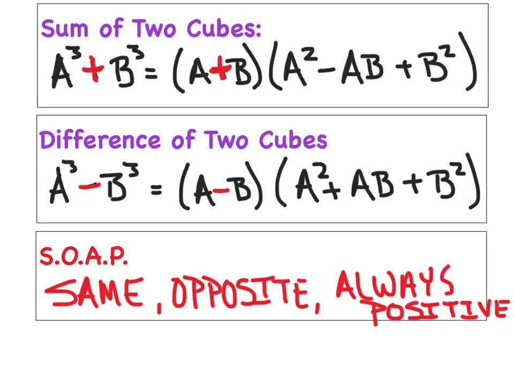Now the next sign is going to be the opposite of the one you just did. So again, if you had a plus here, the opposite is going to be a minus. Or if you had a minus here, the opposite is going to be a plus. And then like we said, the last one's always positive no matter what. So it's going to be same, opposite, always positive. And that, ladies and gentlemen, is how we're going to remember our signs.